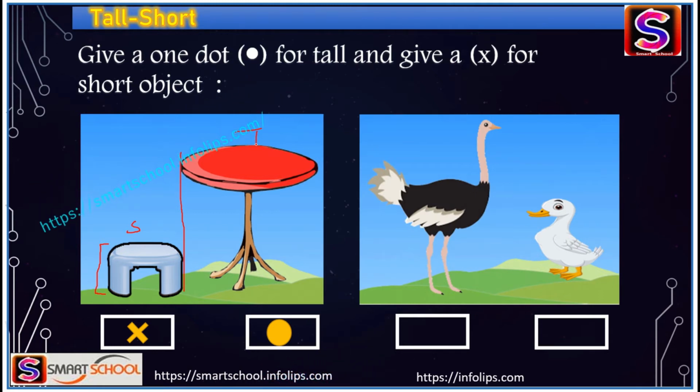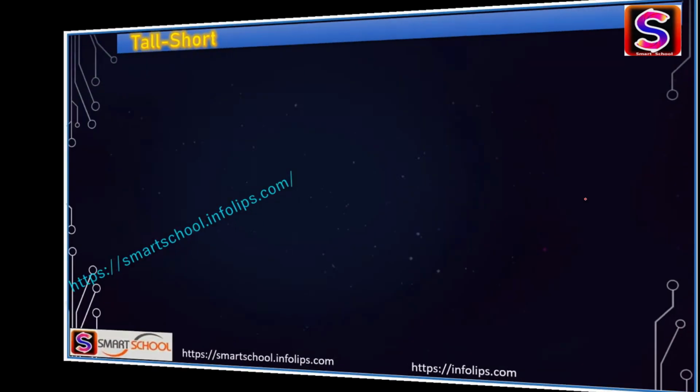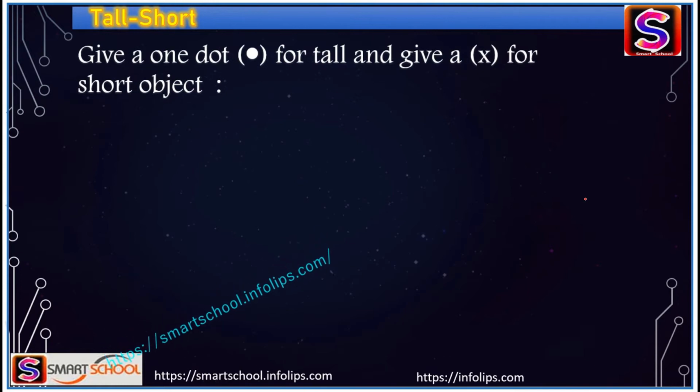See, there are two birds. One is an ostrich and another one is a duck. This bird has so much height and this has very little height, so that's why this is tall, and this duck's height is less, that's why it is short. Okay, let's see some more examples.